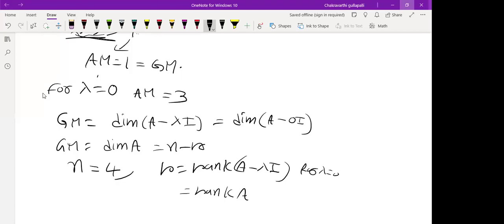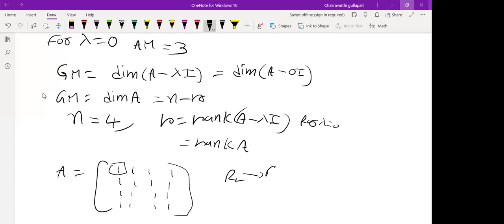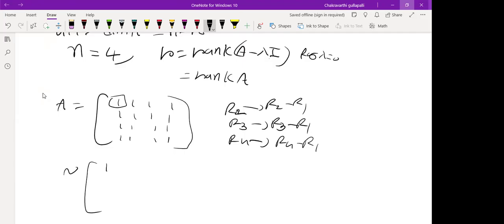If lambda is 1, we would find the rank of A minus I. But here lambda is 0, so rank of A. How to find rank of A? We have to reduce it to echelon form. All ones. This is the leader, and we have to make the entries below it zero. For R2 apply R2 minus R1, for R3 apply R3 minus R1, and for R4 apply R4 minus R1. This reduces to 1, 1, 1, 1 with the remaining rows all zeros.